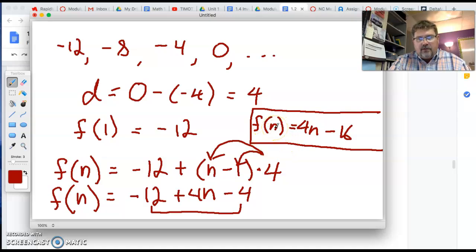Put 2 in for n. 4 times 2, it's 8, minus 16, yeah, that's negative 8. This seems to be working, so we have found an nth term formula. All right?